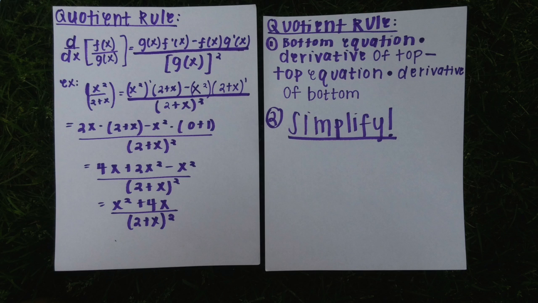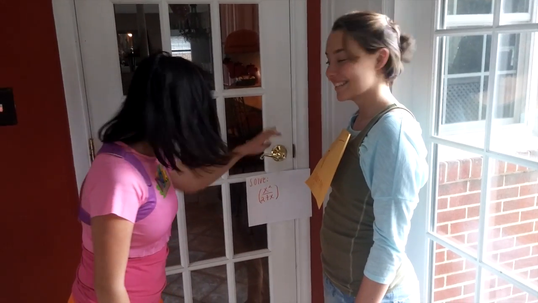We can distribute the 2x to the 2 plus x, which is going to give you 4x plus 2x squared minus x squared, divided by 2 plus x squared. And then you can subtract 2x squared minus x squared, which will give you x squared plus 4x all over 2 plus x squared. And look at that, we did it. Let's see if we got it right.